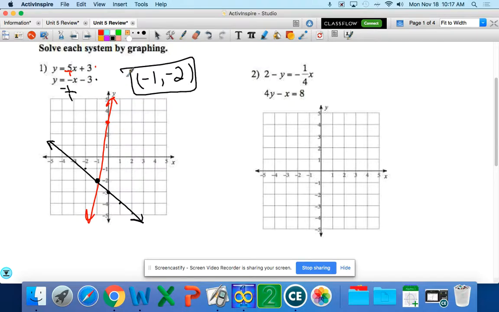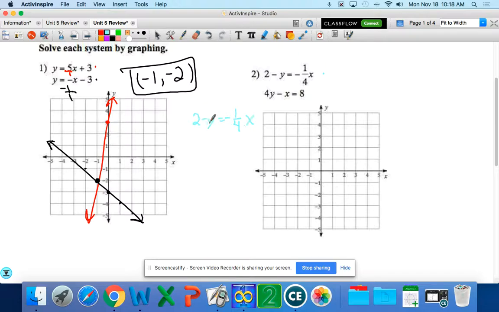I like to box in my answers. You can use whatever you would like, star it, do something like that. But you would need to write out that point. Number 2 is a little bit more difficult because our equations aren't solved already. So this first equation is 2 minus y equals -1/4 x. I want y all by itself, slope-intercept form.